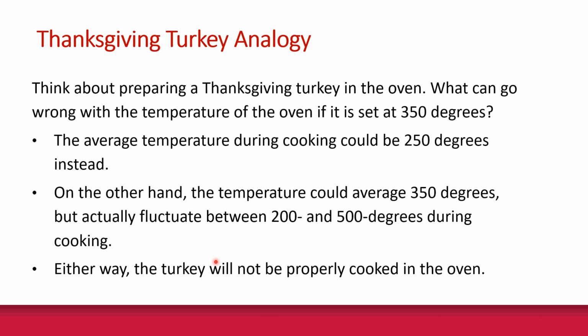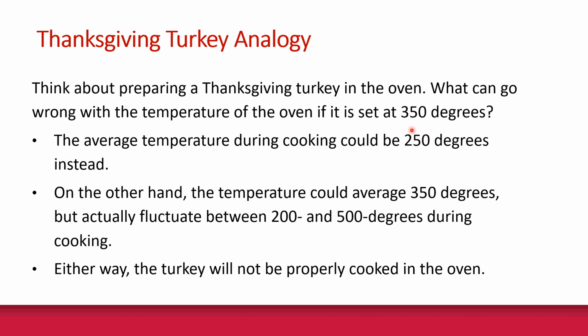So let's say we're making a Thanksgiving turkey, and we're preparing it in the oven, and the instructions say to bake it at 350 degrees. What kind of things can go wrong? Well, one thing that can go wrong is that the average temperature during cooking could be 250 degrees. It's supposed to be 350 degrees, but if it's baked at 250 degrees, then that's a problem.